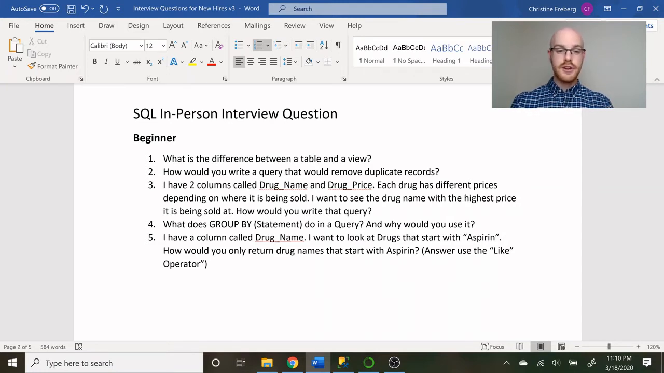So for the beginner questions, there are questions like, what is the difference between a table and a view? How would you write a query that would remove duplicate records? I have 2 columns called drug name and drug price.